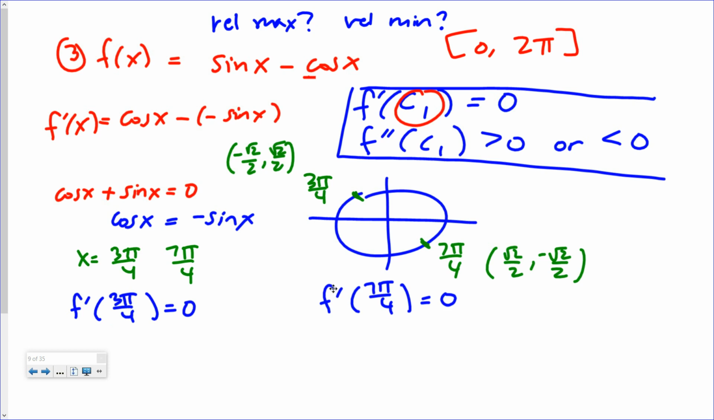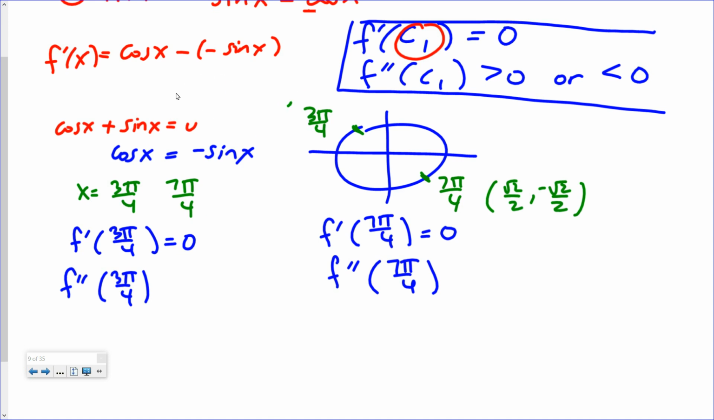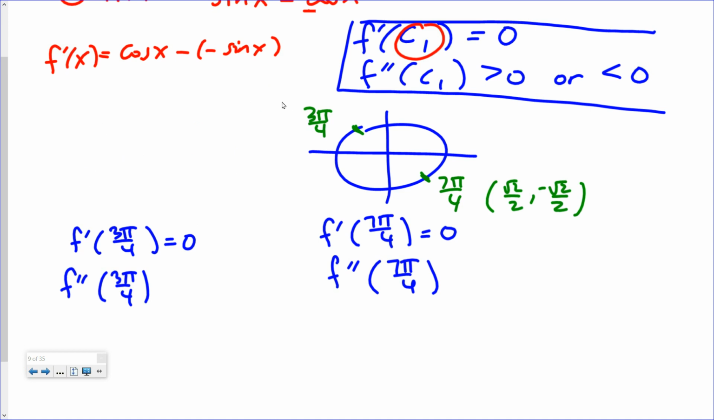So my next step is going to be to show that the second derivative at 3 pi over 4 is either positive or negative. Does that make sense? And to show that the second derivative at 7 pi over 4 is positive or negative. Well, how do I figure out this second derivative? Take the derivative again. How fun is that? Okay, I've got the first derivative here. I don't have much room, so I'm going to take the second derivative. The second derivative is equal to negative sine x plus cosine x. Is that right, guys?